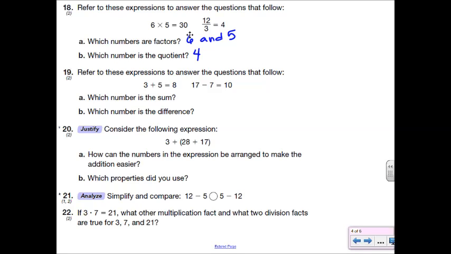Refer to these expressions to answer the questions that follow. 3 plus 5 equals 8, 17 minus 7 equals 10. Which number is the sum? Well, a sum is your answer in an addition problem, so that's 8. Which number is the difference? Well, the difference is the answer in a subtraction problem, so that's 10.